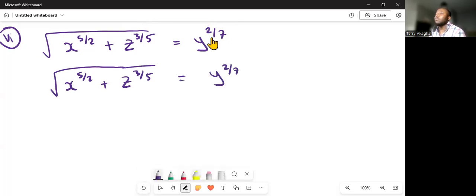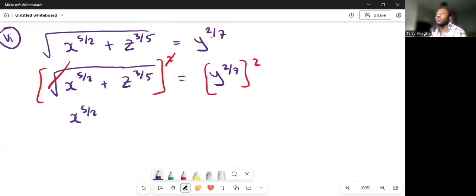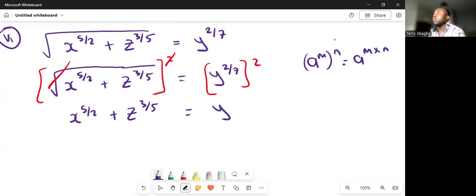All right. So to get rid of the square root, we have to raise both sides to the power of 2, right? So this will cancel that. Then we're going to have x to the 5 over 2 plus z to the 3 over 5 equal to, so remember, a raised to the power m, all raised to n, is going to be equal to a raised to the power what? m times n. And this is going to give us y raised to the power 2 over 7 times 2, which will give you 4 over 7.